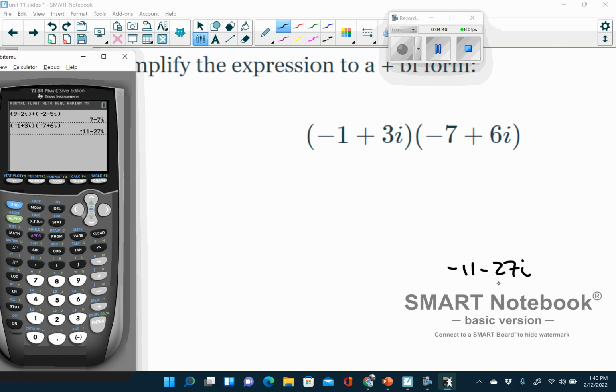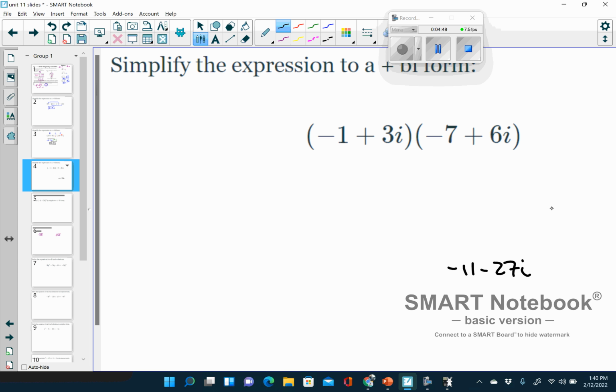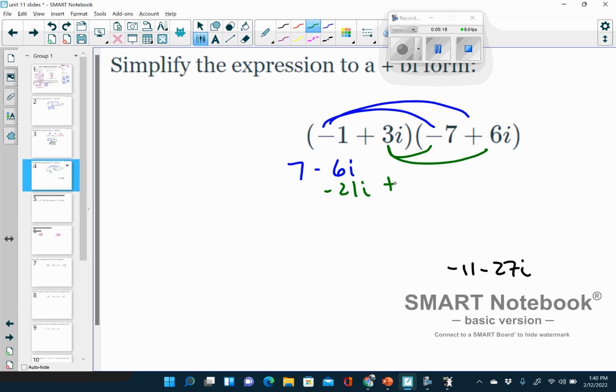And I'm going to show you real quick how to get that by hand. You could do either the box method here, or you could do FOIL. I'm going to go ahead and start out with FOIL. So negative 1 times negative 7 is 7. Negative 1 times 6i is going to be negative 6i. Over here, positive 3i times negative 7 is going to be negative 21i. And I lined them up because they're like terms, so I'm going to have to combine them. And then finally over here, this is where it can get a little tricky. 3i times 6i is 18i squared. i times i is i squared.